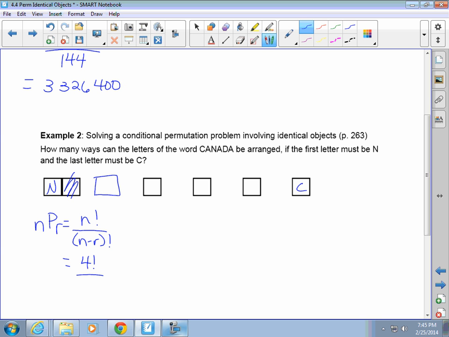And we're arranging them one at a time. So what I'm looking for is for this spot here. Whoops, I should have done this. So I've got 4 letters, and I'm choosing them one at a time. So that's the same as 4 factorial over 4 minus 1 factorial, which is 4 factorial over 3 factorial.